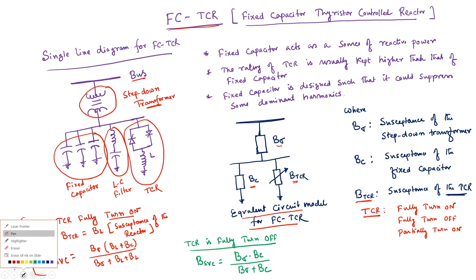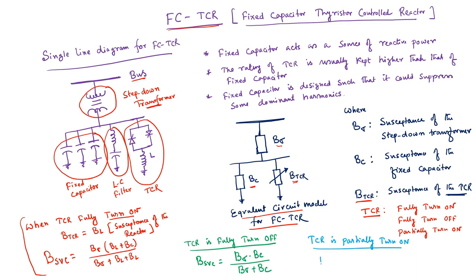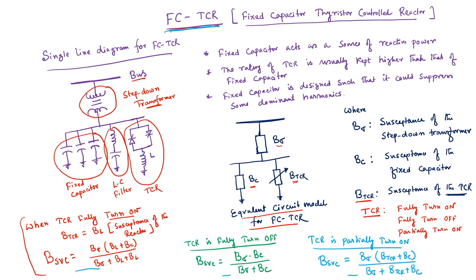Now, when TCR is partially turned on, BSVC will be equal to B sigma multiplied by (BTCR plus BC) divided by (B sigma plus BTCR plus BC). So, these are the three expressions for the overall susceptance of the SVC as a unit. If you consider that FC-TCR is a unit type of SVC, then the expression for the overall susceptance is something like this, under these three modes of operation.